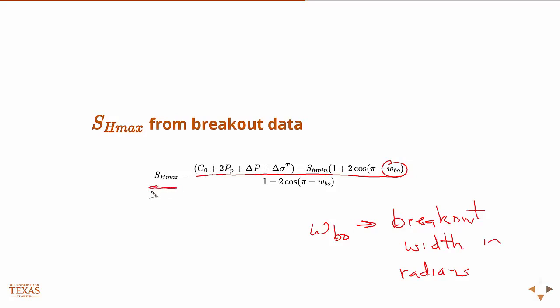So SHmax is the hardest of the three principal stresses to determine in magnitude, right? Because the vertical we can estimate from the overburden stress. The SHmin we can get from some type of hydraulic fracture test, but then we have to infer SHmax from that data and other information. Okay.